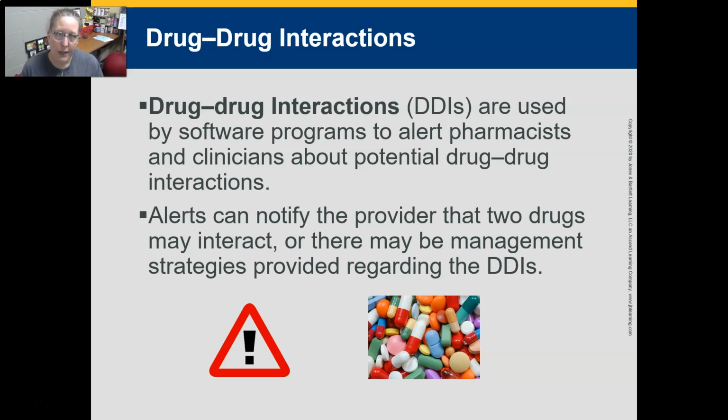So next we have drug-drug interactions. These are used by software programs to alert pharmacists and clinicians about potential drug-drug interactions. These alerts can notify the provider that two drugs may interact, or that there may be management strategies provided regarding these drug-drug interactions. So like what timing to use, how to separate, so sometimes it's not so much that you can't take both drugs, as that you just don't need to take them at the same time. Or maybe suggest an alternate drug that could work just as well. And some of these also will work with supplements and other things the patient might take.